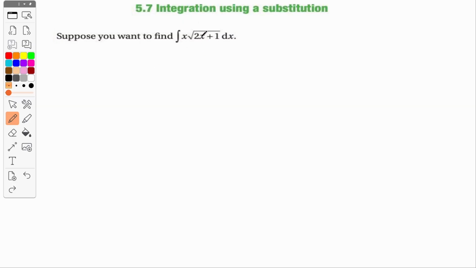To solve this type of integration, we need to use substitution. We say let u equal the quantity 2x plus 1. We need to differentiate this: du/dx is equal to the derivative of 2x, which is just 2. We need to find dx to plug in here, so we just switch dx with 2. So we say that dx is equal to du divided by 2.